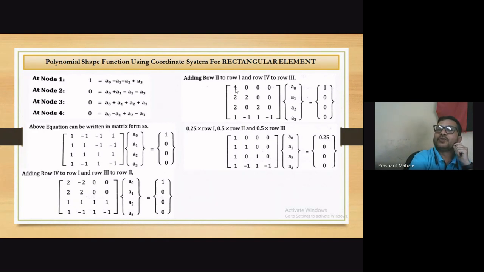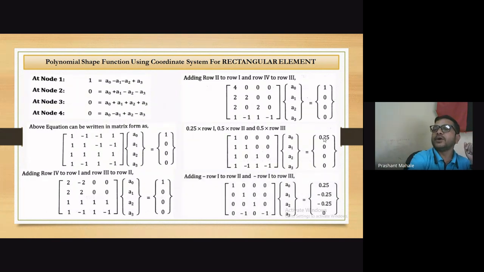I want this 4 to be 1. So if you multiply 0.25 to 4, you will come out with 1. And if you multiply 0.5 to 2, you will come out with 1. In this way, these two operations are also performed for getting this 1, 1, 1 and minus 1. This will take care of this in the next steps.